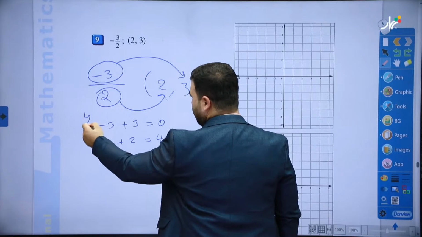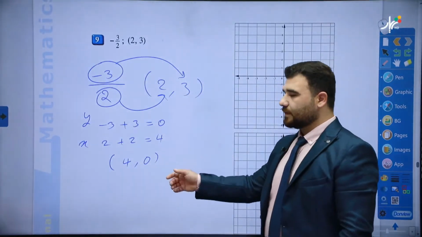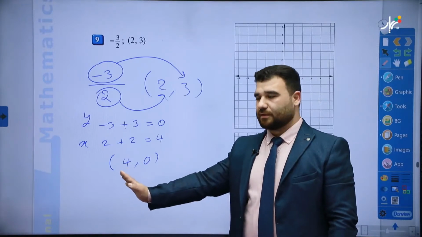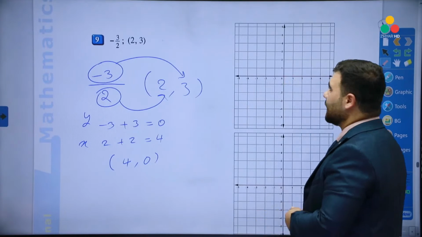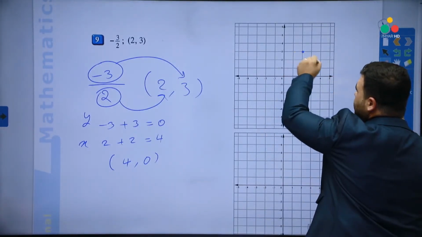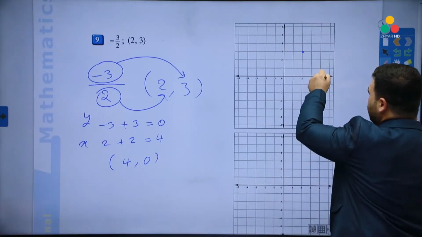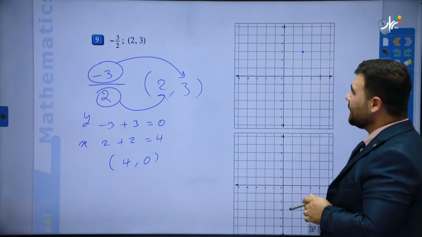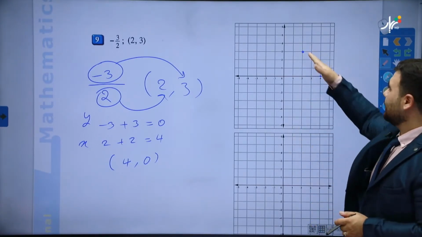Remember that here we are dealing with y and here x. And in any point, the x value should be the first entry, the y value is the second entry. Now I already have a point, (2, 3). (2, 3) is right here. The other point is (4, 0), just here. The slope is negative. From the 2 points, I can tell the line I'm about to draw is decreasing.